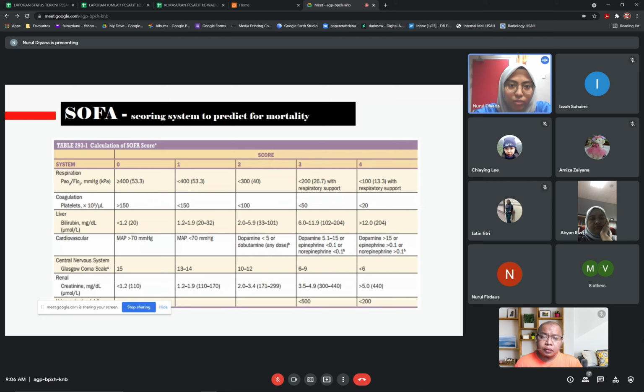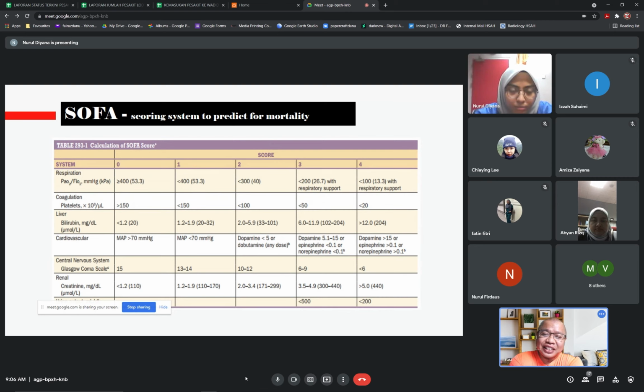This is the SOFA scoring system. Actually, this scoring system is used to predict mortality. It is based on systems such as respiration, coagulation, liver, cardiovascular, central nervous system, also renal, and also urine output.